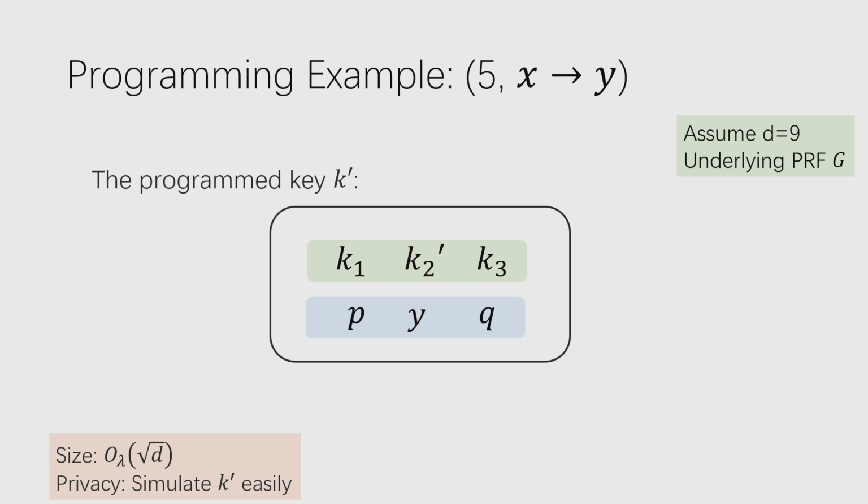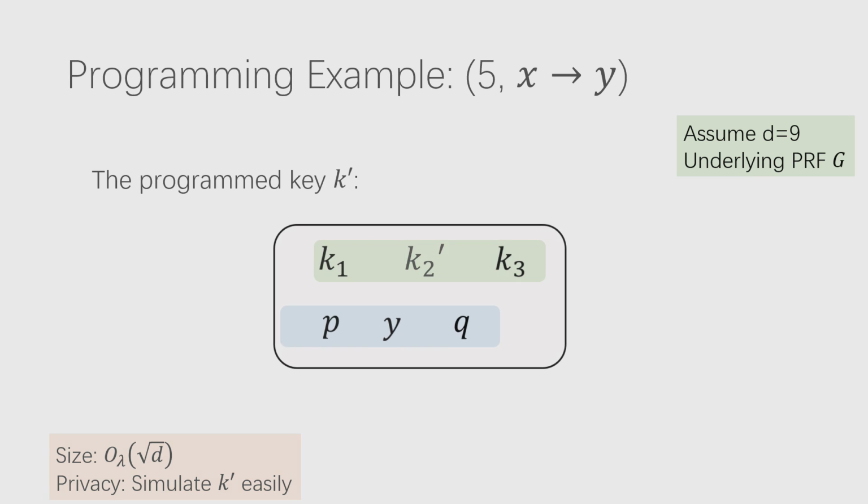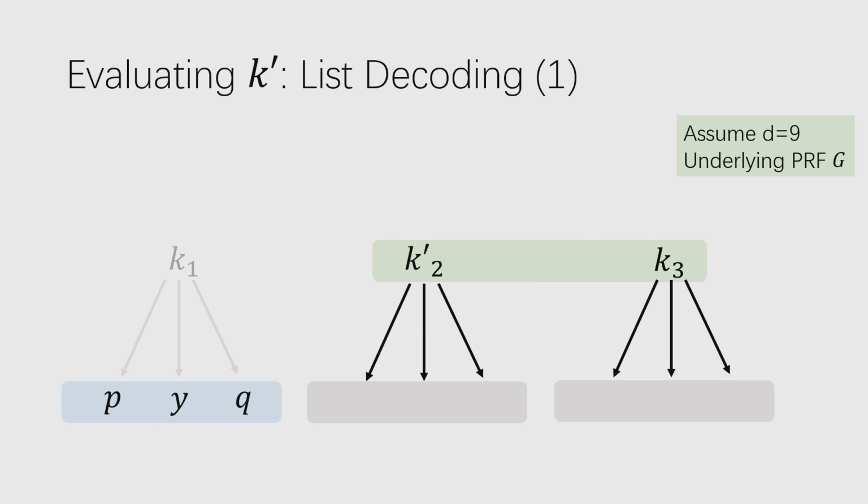And then we call these things our program key K prime. This program key K prime includes square root D intermediate keys and also square root D pseudo-random values. And you can clearly see that the size of it is square root D. And the privacy of it is actually pretty straightforward to prove. And the tricky part is, how do you actually evaluate this key K prime?